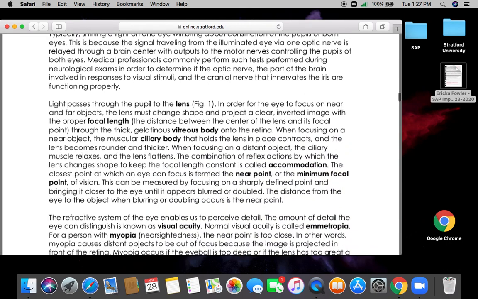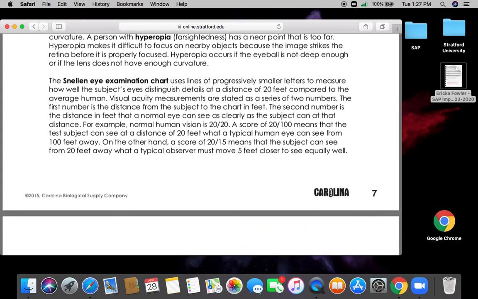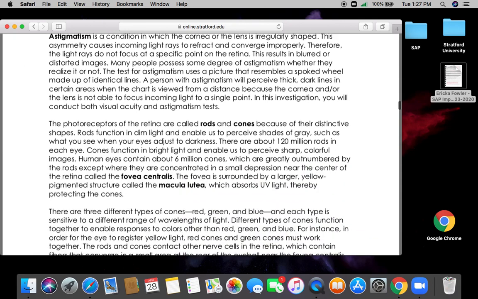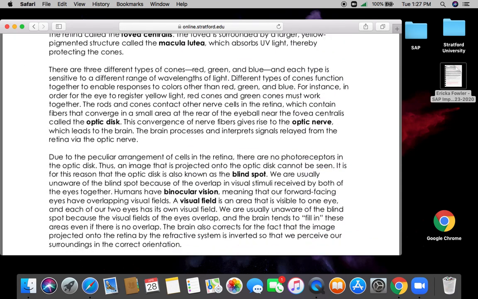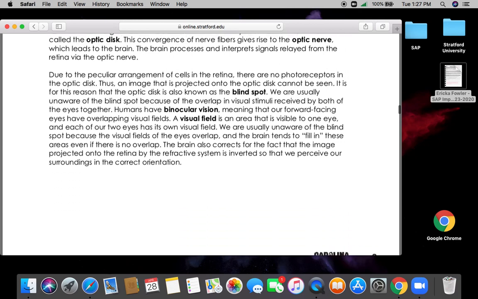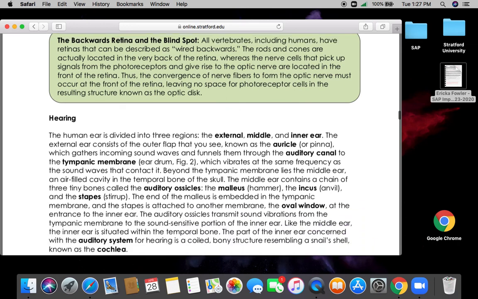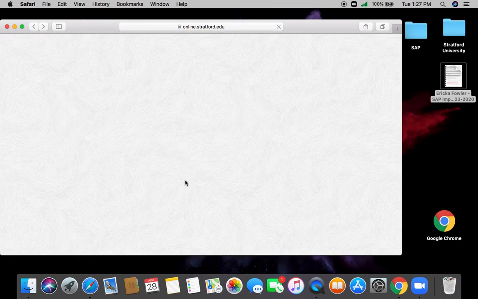What else is in these notes? Maybe something I missed. Snellen eye chart, you'll learn that in your clinical classes. Astigmatism I mentioned, rods, cones, fovea centralis, optic disc, optic nerve. We already mentioned that in the notes. Visual field, hearing. Yeah, I think I touched on all the major items.